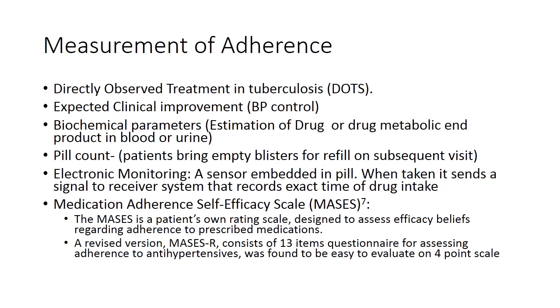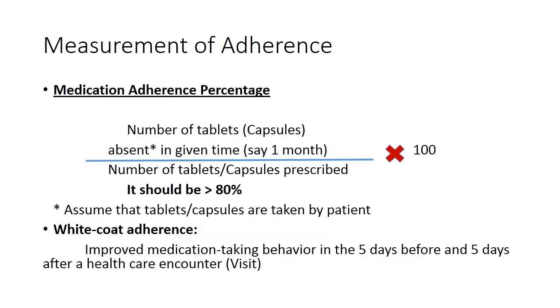Electronic monitoring is increasingly being used, and currently a sensor embedded pill is being developed, which when taken by the patient, sends a signal to a receiver system around, and that receiver records the exact time of the drug. One of the adherence self-efficacy scales is called MASES, and the device MASES has also been constituted and studied, administered to patients with hypertension and other disorders. The revised MASES scale consists of 13 items, and it can easily be evaluated on a 4-point scale. Details can be had from the reference.